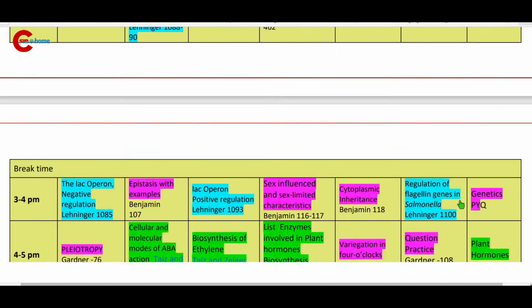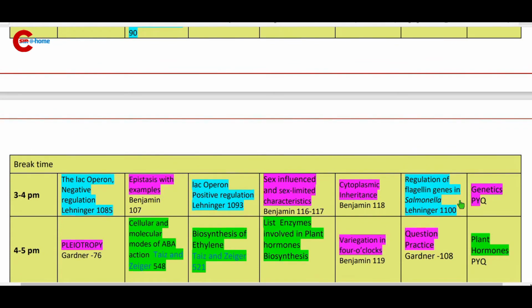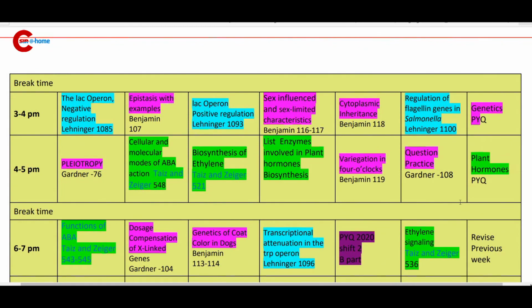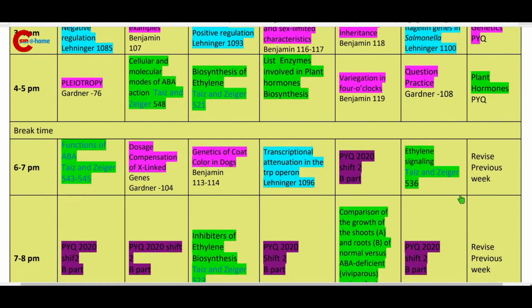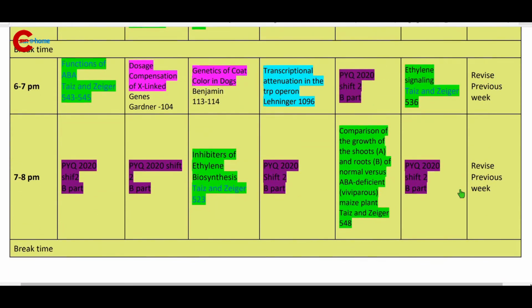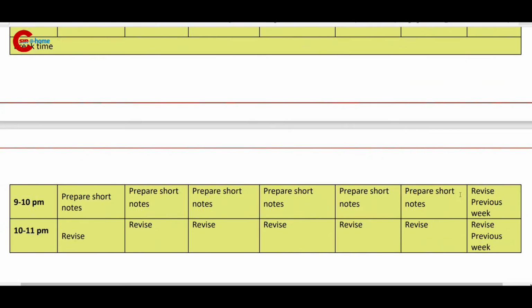3 to 4 p.m. regulation of flagellin genes in Salmonella. Then 4 to 5 p.m. question practice from Gardner. Then 6 to 7 p.m. ethylene signaling. Then 7 to 8 p.m. previous year question, that is 2020 shift 2. Then 9 to 11 p.m. prepare short notes and revise.